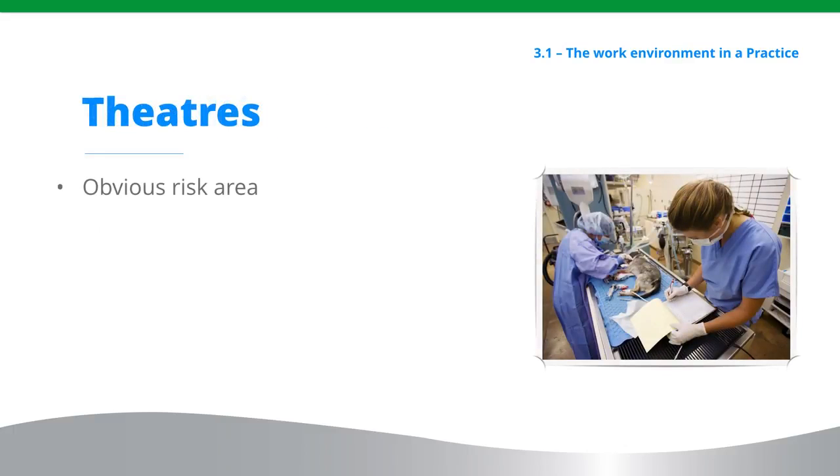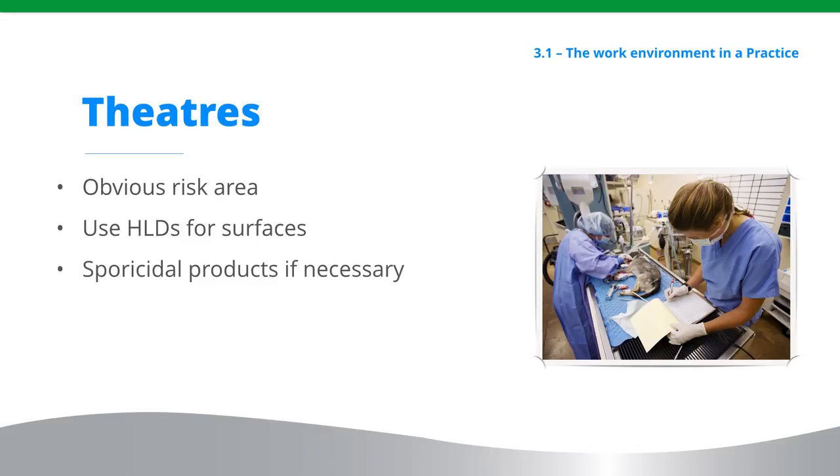Theatres are an obvious risk area, and detailed cleaning after each patient is vital. All surfaces need cleaning using high-level disinfectants, and where cases of known sporing bacterial infection have been in surgery, a sporicidal product such as Chemgene HOCl should be used in accordance with manufacturer's instructions. We will be looking separately at instrument disinfection in section 4, but first we'll take a closer look at surface cleaning.